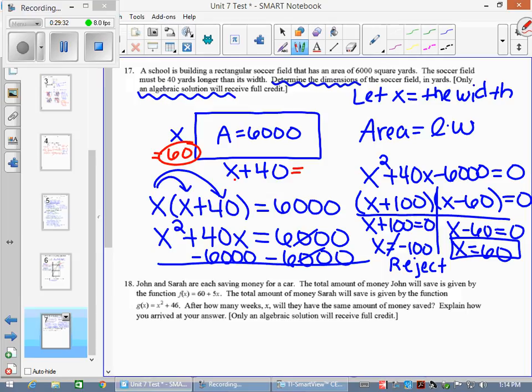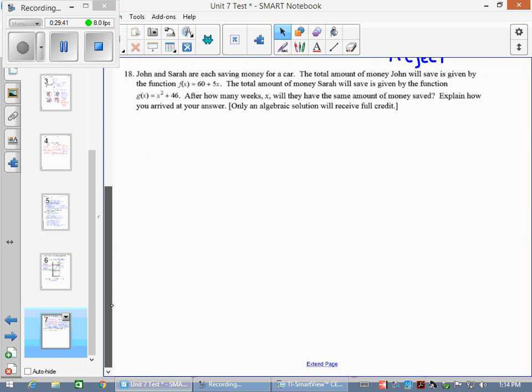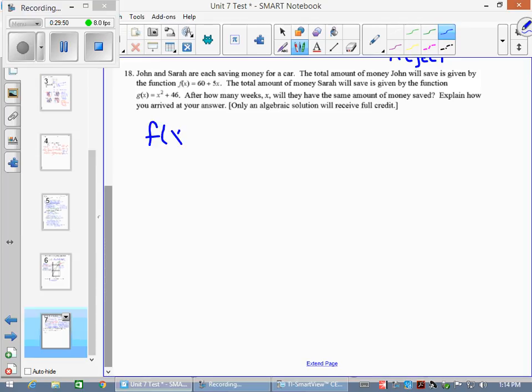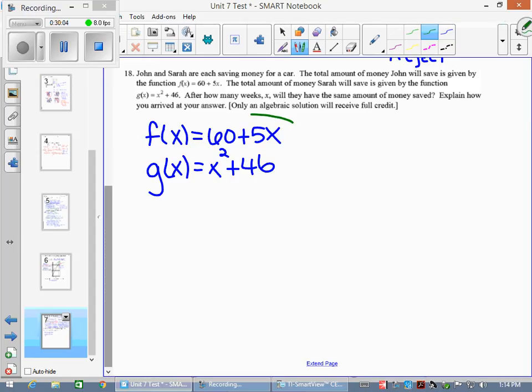Last question. John and Sarah are both saving money for a car. They tell us that the total amount of money John will save is given by this function, f of x, and the total amount of money that Sarah will save is given by this function, g of x. They're asking us after how many weeks x will they have the same amount of money? So I want to know when this equation is going to equal this equation. In order to figure that out, I need to set them equal to each other. So let's set x squared plus 46 equal to 60 plus 5x.